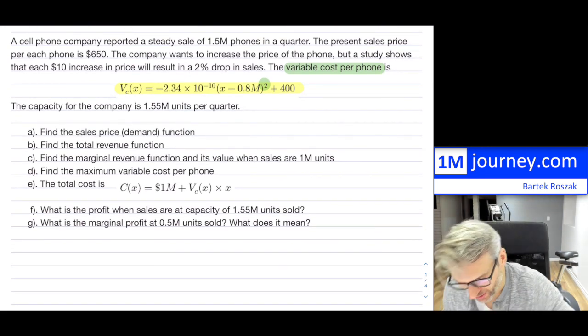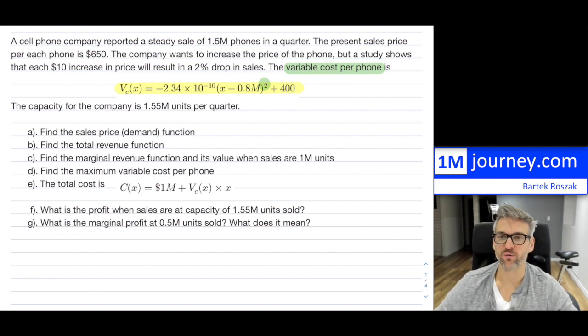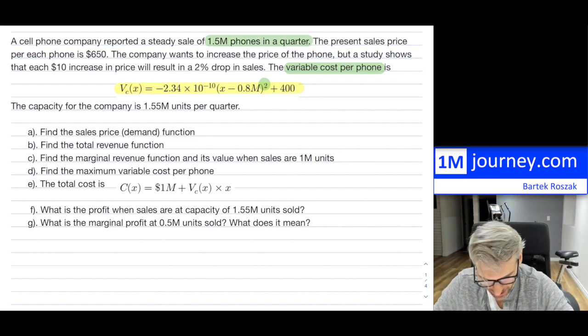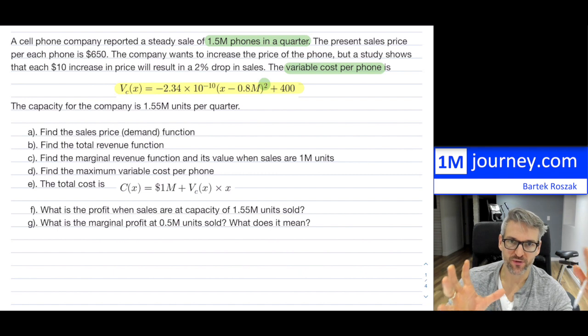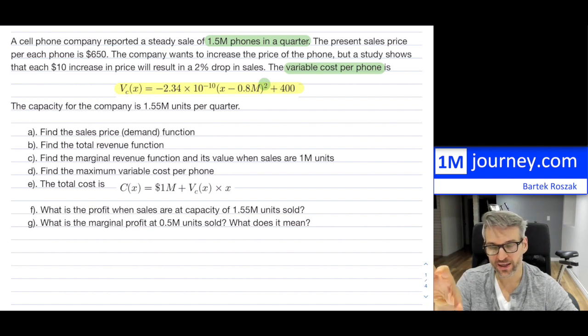So to break this down, we have a cell phone company which is reporting a steady sale of 1.5 million phones in a quarter. So they're selling quite a lot of phones. Now, by the way, if you're talking about Apple or something like that, they sell much more than that. Of course, it will depend on the quarter. A quarter means a 3-month period. So within 3 months, they're selling 1.5 million phones. Now, the present sales price per phone is $650. So for those 1.5 million phones, we know that they are receiving $650 per phone in sales.